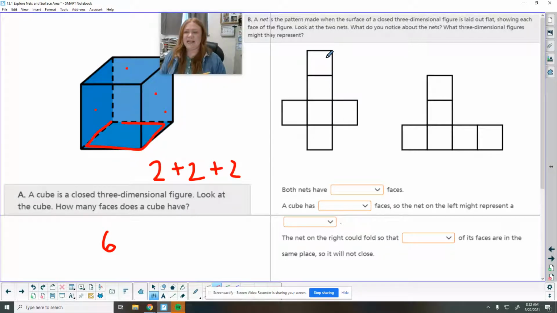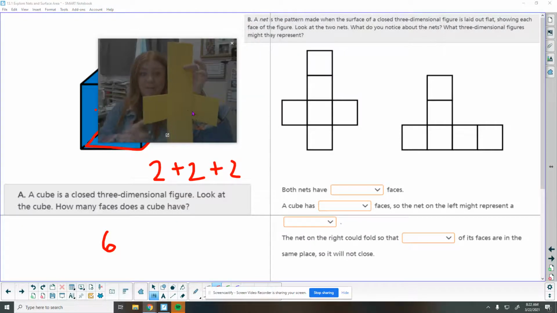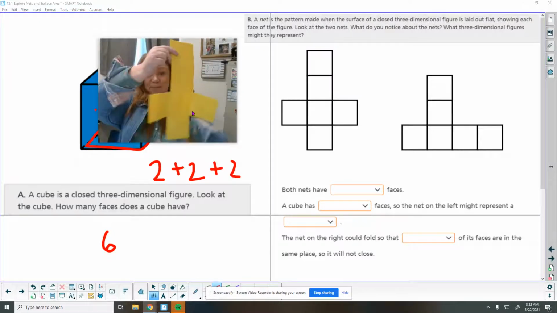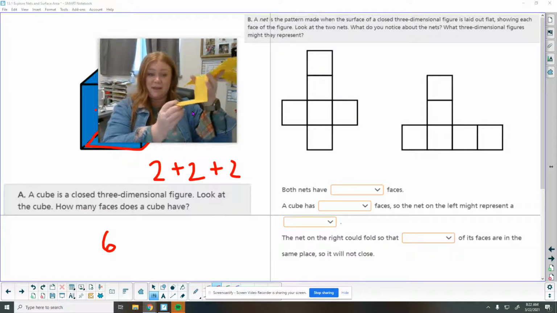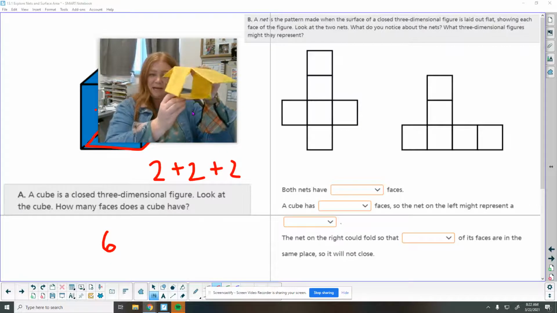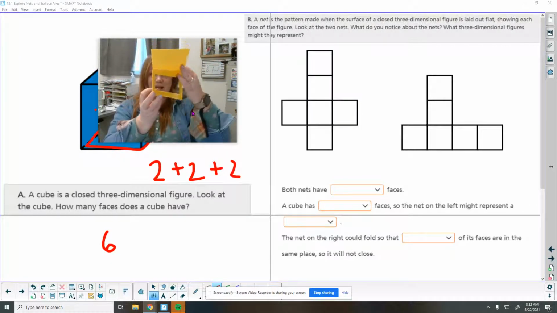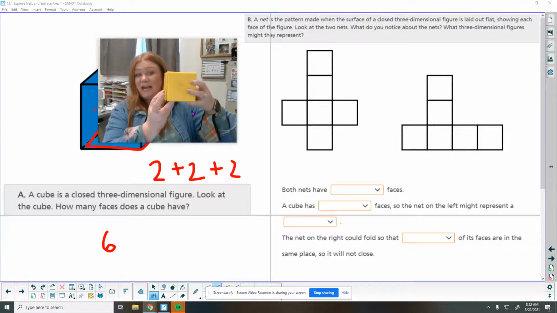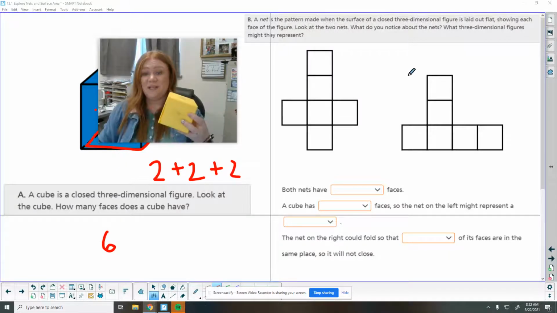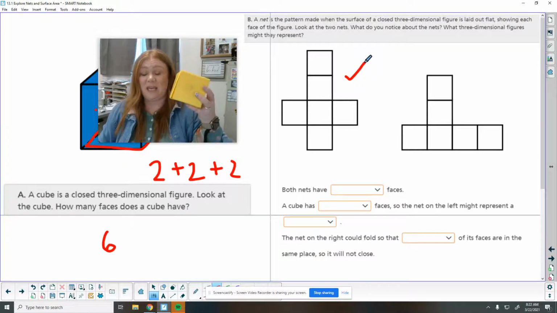So let's look at these nets. Which one of these do you think is going to fold up to make a cube? So this one here, this first one, looks like my net here. So let me make it a little bit bigger. So it has this base here we can set it on. Then it has a side. Then it has a top. And it has the other side. Then it has a back and a front. So this one, yes, will make a cube.